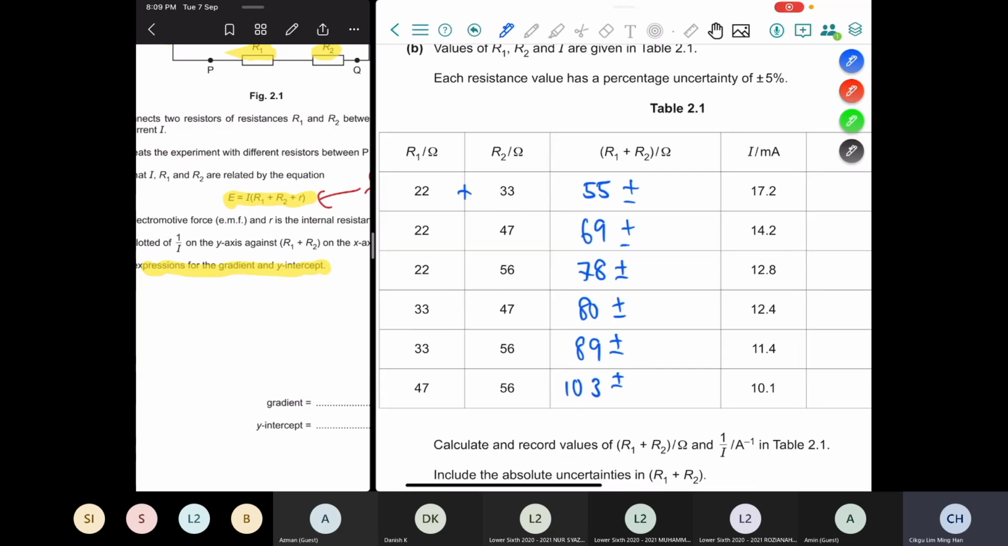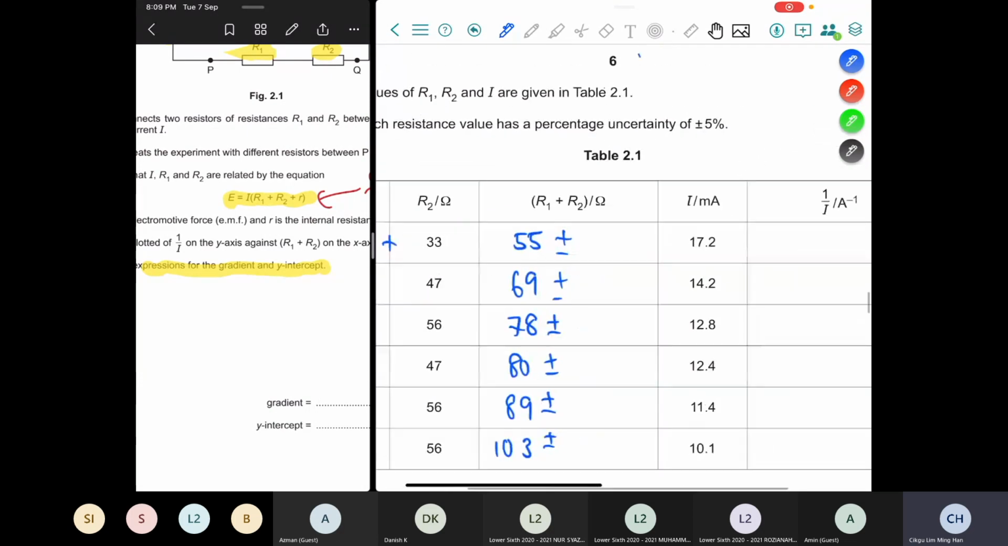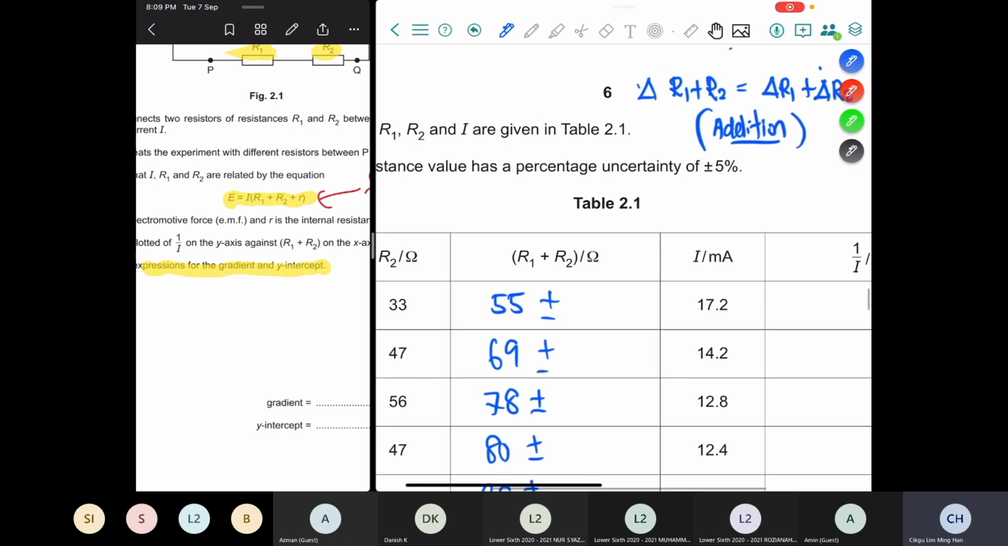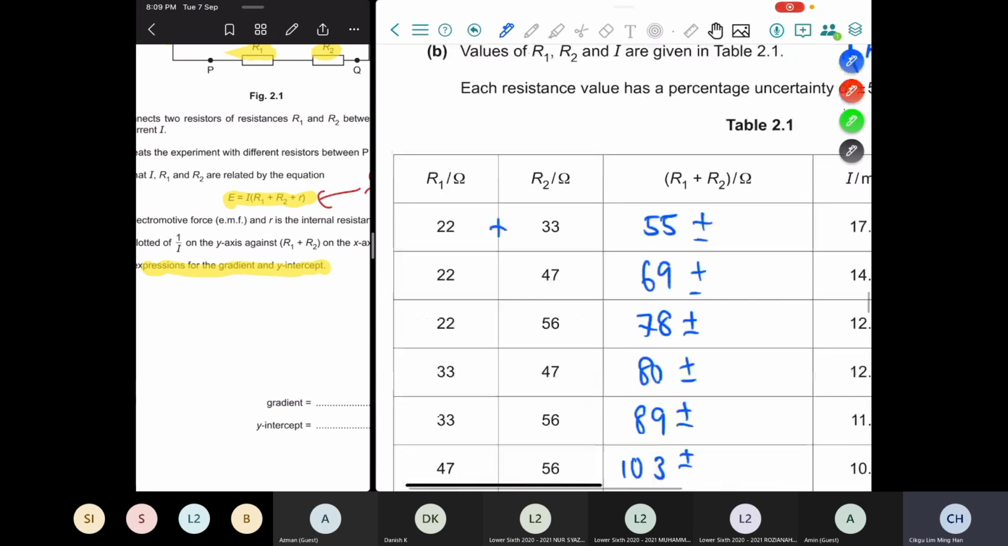Okay. Now, how to get the uncertainty? So this R1 plus R2 comes from the uncertainty of R1 plus the uncertainty of R2, because it's an addition, so you don't need to do any multiplication. You can simply do 5% of 22 and 5% of 33, and then simply add it up. So let's have a quick calculator check here.